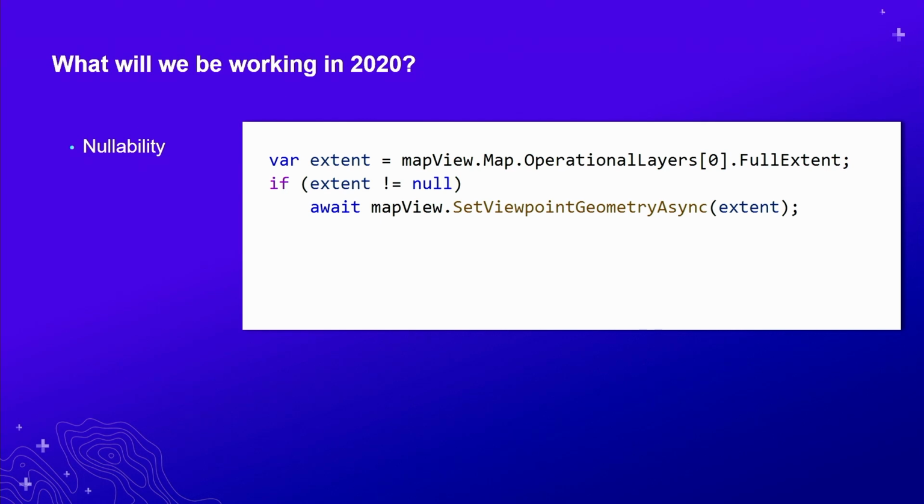You might want to write your code slightly different. You might want to have a zoom to layer option if it's null, but it sort of forces you to have much better code quality.